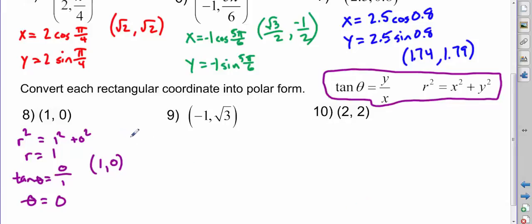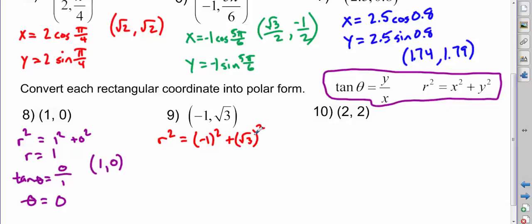Now there's one kid out there saying, oh, they're exactly the same. That's cool. Sorry, that one kid out there, you are, well, let's be nice about it, you're wrong. All right, so let's take a look at the next one. I can show you that they're not always going to be the same. r squared would be negative 1 squared plus the square root of 3 squared.